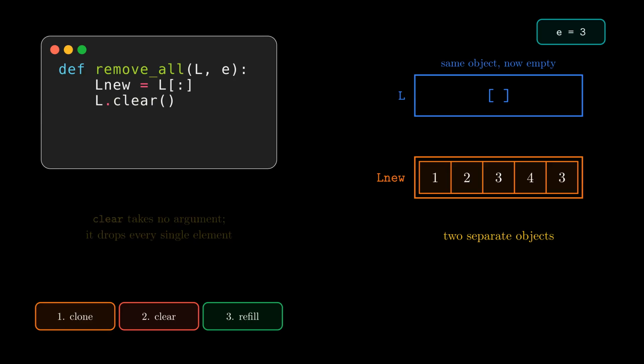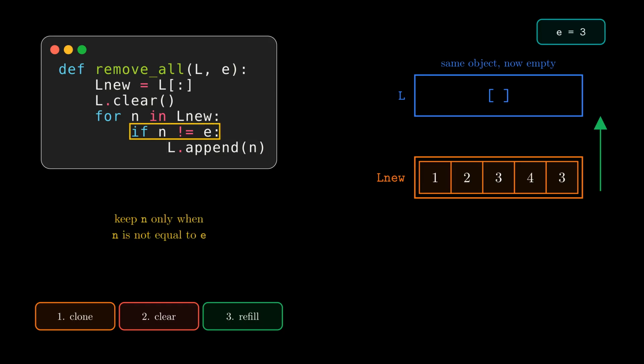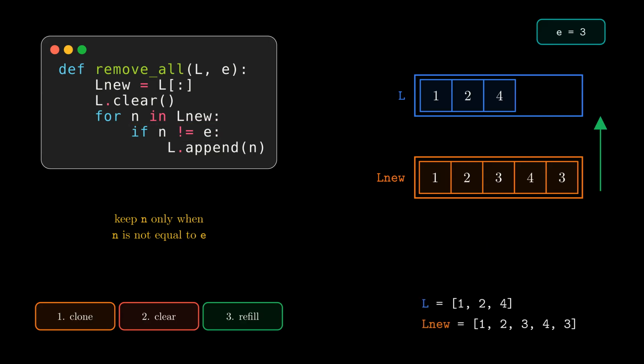Third, add back the elements that satisfy the condition. We iterate over the list that actually contains the data, which is the copy. For n in L_new, then if n is not equal to E, append n onto L. Notice the asymmetry there. We append to L, but we iterate over L_new. L_new is the one with all the elements in it. We touch each element to see what value it has, and if it isn't equal to the parameter E, we append it onto L, the list that's currently empty. Follow the trace. 1 is kept, 2 is kept, the first 3 is skipped, 4 is kept, the last 3 is skipped. L ends up holding 1, 2, 4.